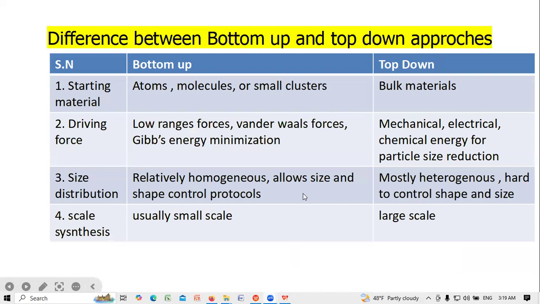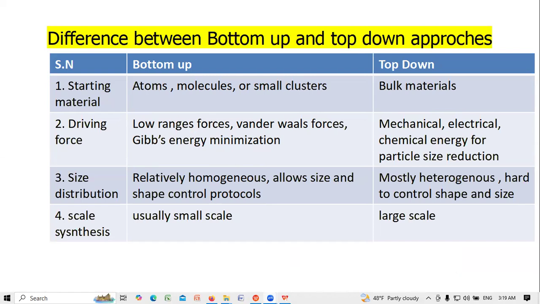Difference between the bottom-up and top-down approach. In the case of bottom-up, the starting materials are atoms, molecules, or small clusters. But in the case of top-down, the starting material is the bulk material.